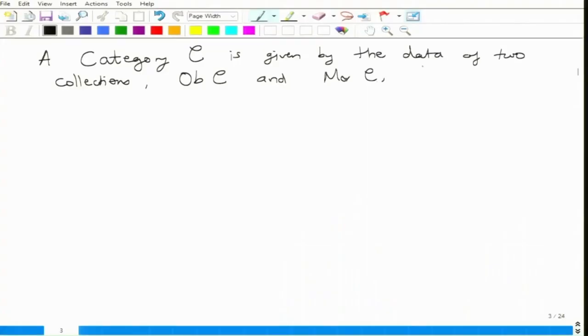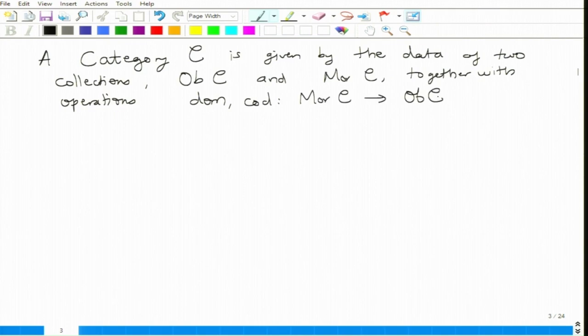Two collections, Ob C and Mor C, together with operations. So, I am going to call that domain, comma codomain. These are two operations from Mor C to Ob C. So, basically every morphism will have a domain and it will have a codomain and they will be objects. Then another operation is called identity and that goes in the opposite direction, Ob C to Mor C. So basically every object will have its own local identity. It's a morphism.